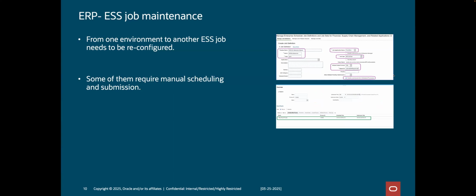ESS job maintenance again requires some configurations to be done across ERP environments. Definitely robots can do this configuration across different instances. They can also be used for manual scheduling and submission for those that do not provide an API. You can definitely leverage the robots to do the manual submission and scheduling.